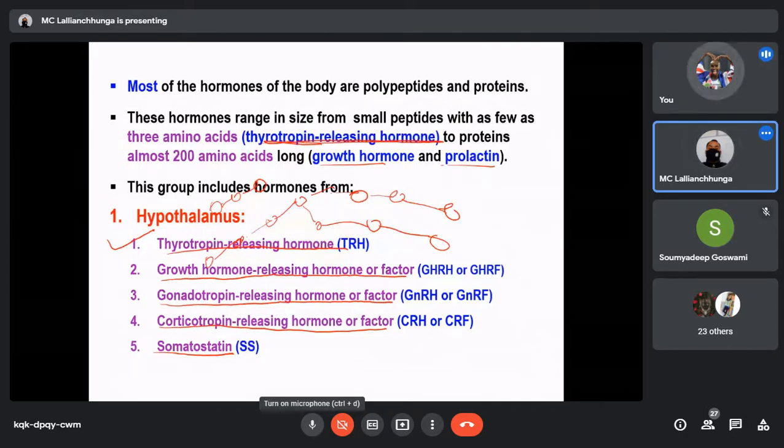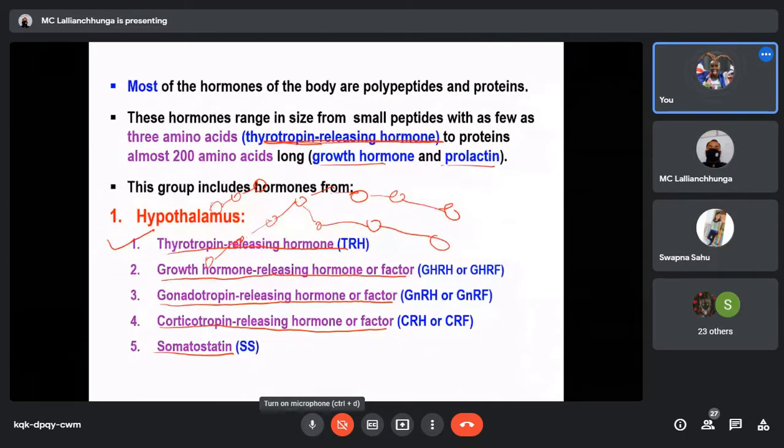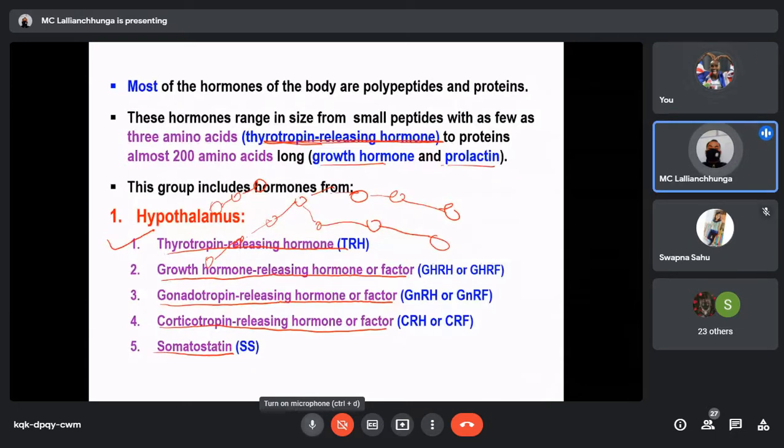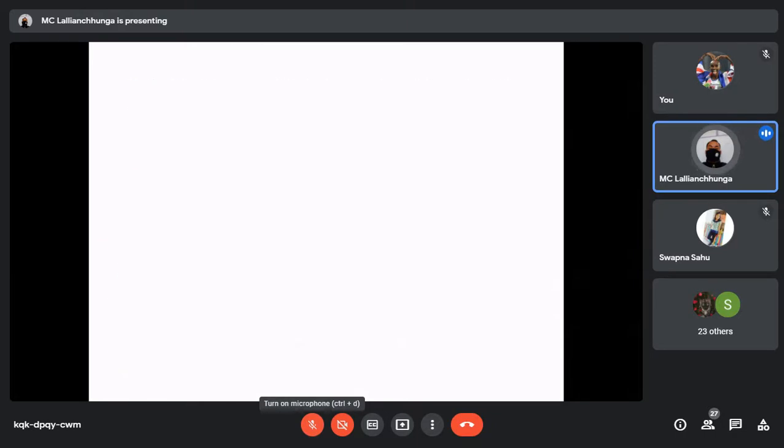Huh? Dopamine. It is dopamine. Dopamine is produced by the hypothalamus, but it is not a peptide hormone. All other 5 hormones, they are peptide hormones. They are composed of amino acid. Okay? So these are the peptide hormones from the hypothalamus.